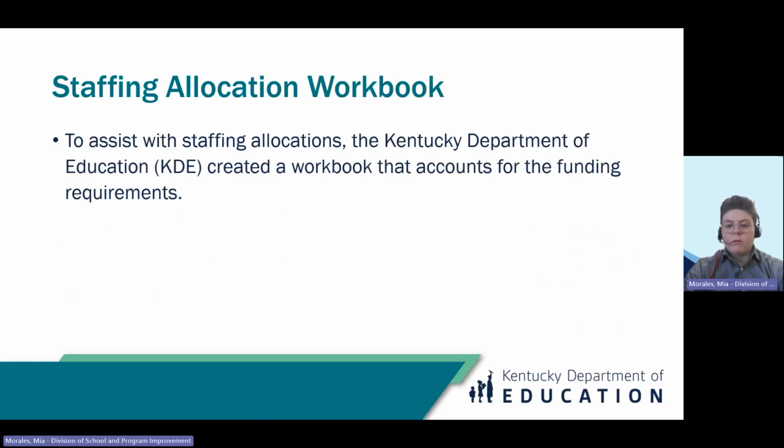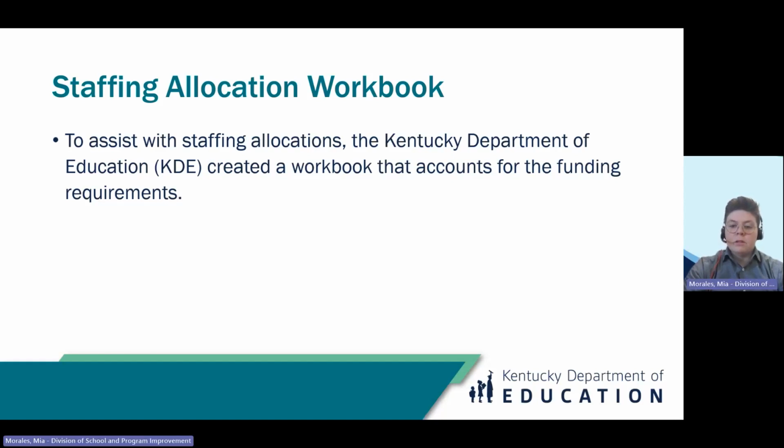To assist with the different requirements as mandated by statute, the Kentucky Department of Education created a workbook to assist with staffing allocation. This workbook considers all of the base funding levels for all grades, as well as that 150 pupil hour requirement. If you use the previous version of the workbook, the KDE recommends downloading the newest version posted on the School-Based Decision-Making Technical Documents website.